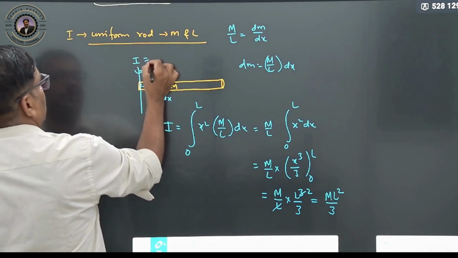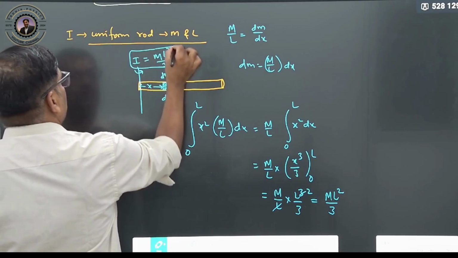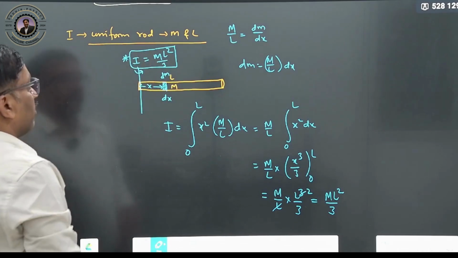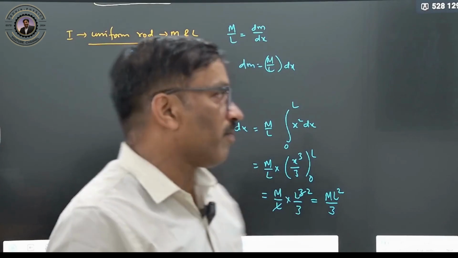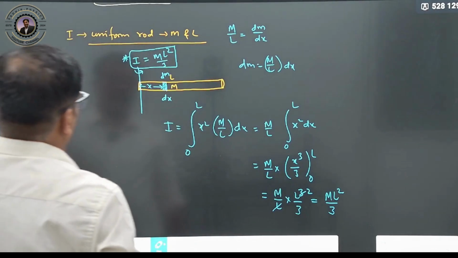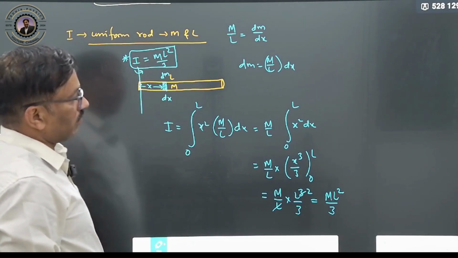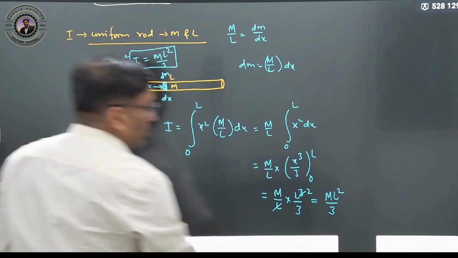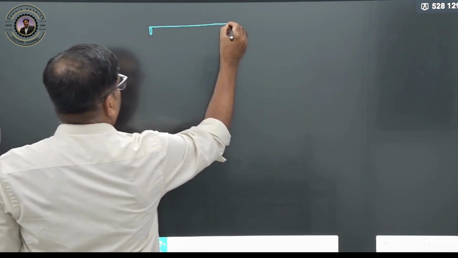What is the moment of inertia of this rod? That is nothing but mL square by 3. Clear? In this way we can calculate the moment of inertia of a uniform rod of mass m and length L, with the axis passing through one of its ends perpendicular to the length. Clear? So now we got the moment of inertia of a uniform rod.